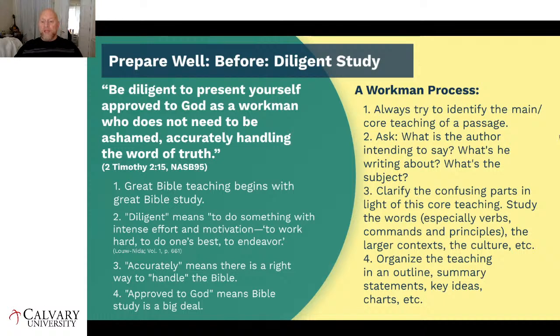So number three, clarify the confusing parts in light of this core teaching. So in other words, if we can discern the core teaching, then that helps us to be clear about all the related teachings, all the confusing parts of a passage or a book. So study the words, especially verbs, commands, and principles, the larger context, the culture, etc. So this is all about gaining clarity so that we can interpret correctly. And then number four, organize the teaching in an outline, summary statements, key ideas, charts, etc. Organize it.